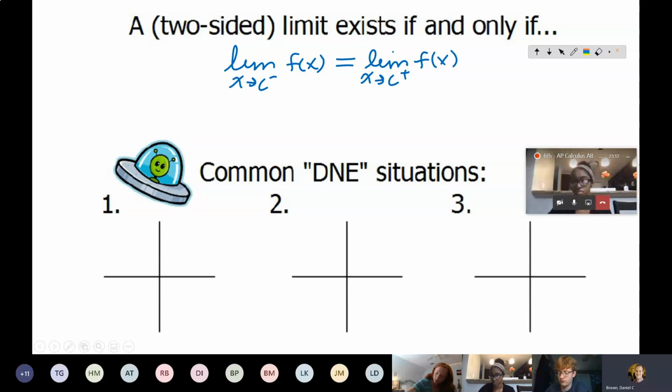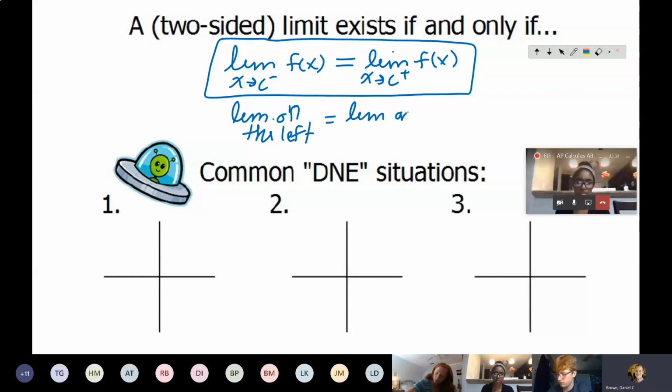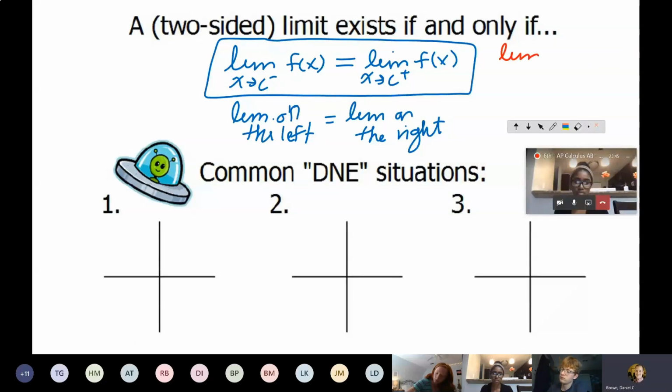We will look at a lot of math theory in this class. So when you see a statement like this, you should be able to interpret what that means. So when we see this statement, we know basically that the limit on the left is equal to the limit on the right. If the left and the right hand side limits are equal to each other, then the limit overall does exist. And so we can write it as the limit as x goes to c of f of x exists.